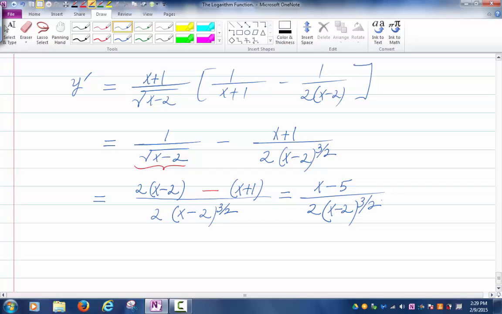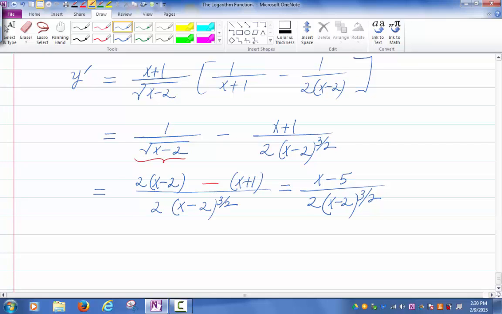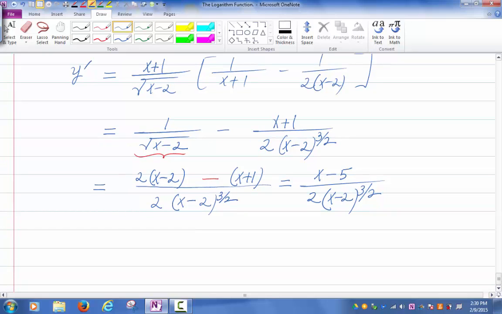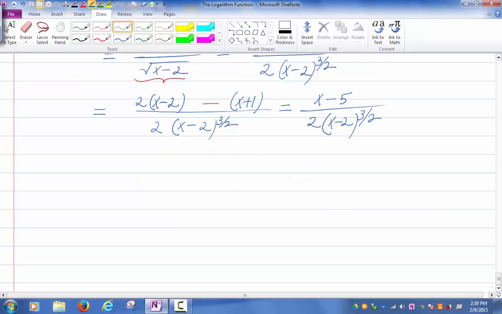Everybody's okay? Now, I agree with you if you say that if I applied the quotient rule to begin with, I could have done this problem much easier, and I agree with that. But the point of doing log differentiation isn't this problem. I just wanted to show you a simpler example first. But the point of log differentiation will be obvious when you look at my second example.